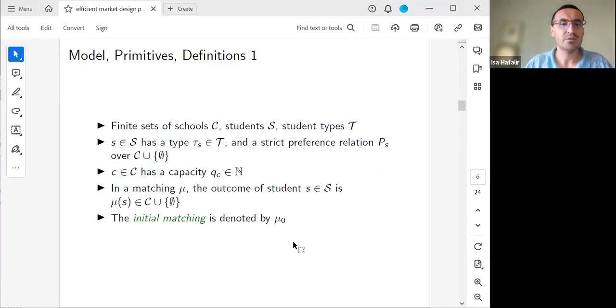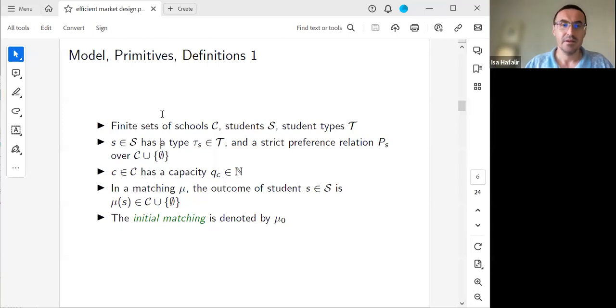We have a finite set of schools, students, and student types. Each student has one type, denoted by tau s, and each student has a strict preference relation over the set of schools and being unmatched. Each school has a capacity of q_c, and in a matching mu, mu of s is the match of the student, which can be either a school or being unmatched. The initial matching is denoted by mu0.